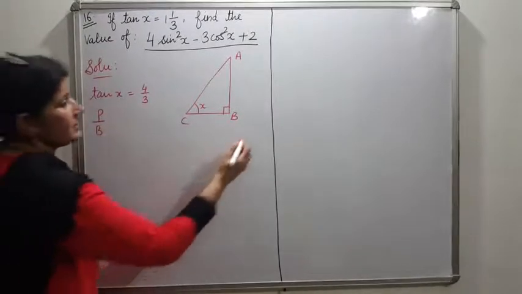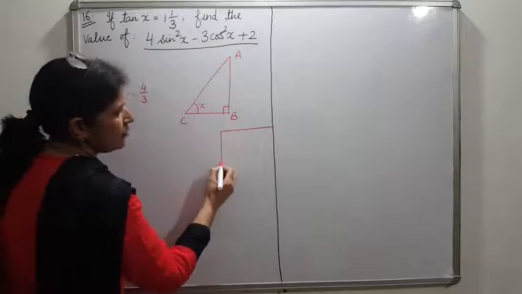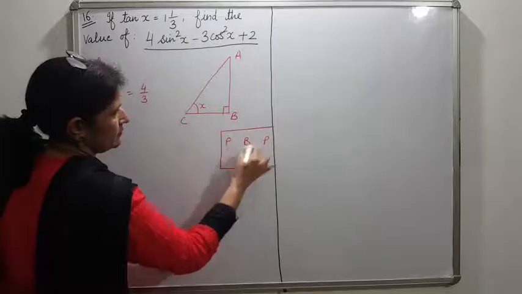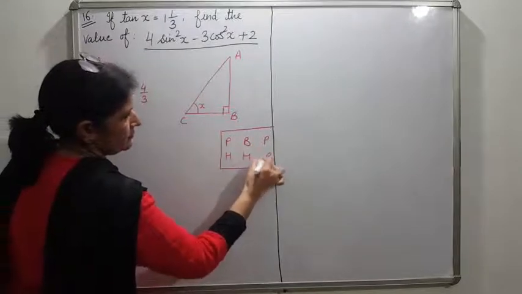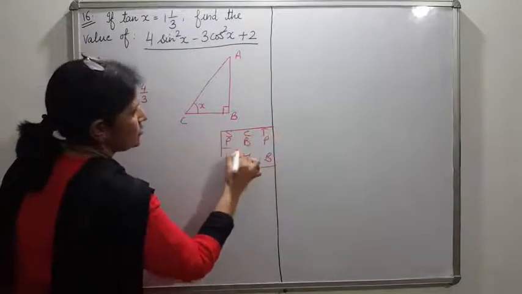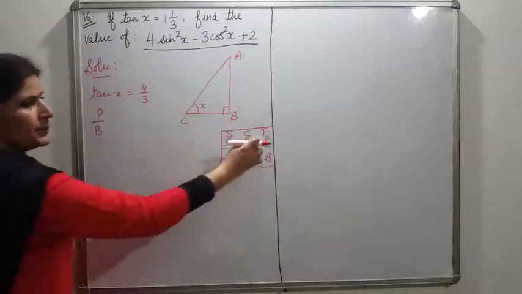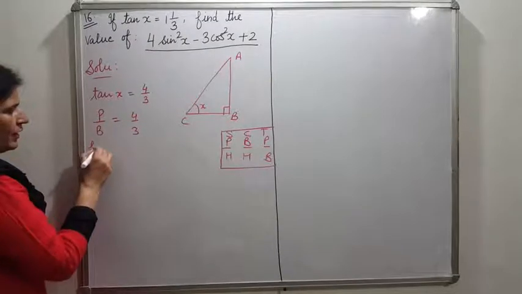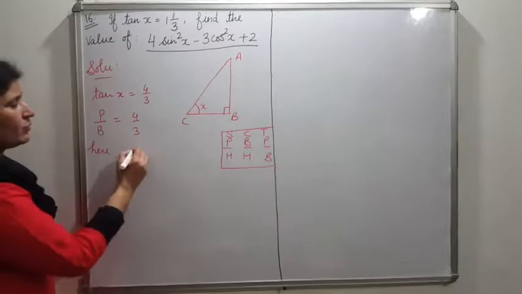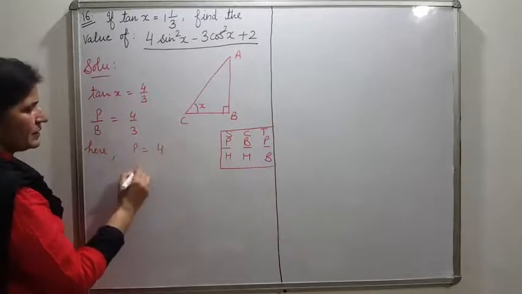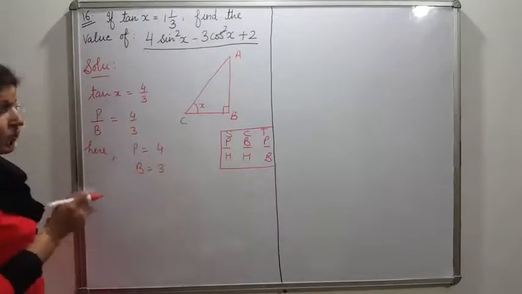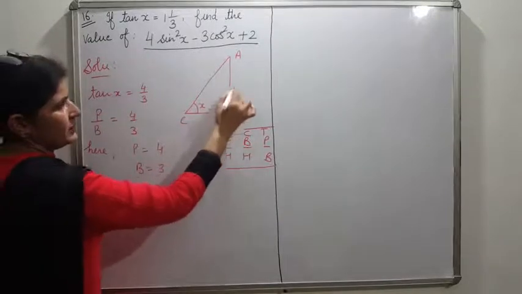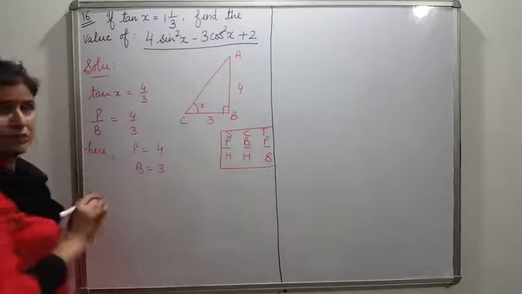Base. In every question, it's better when you solve in the exam, you write it. It's very easy to learn, so learn it. P over B, okay? 4 upon 3. Here, when you compare them, what is perpendicular? 4, and base is 3. Now which side is base? Adjacent side. So this is 3, this is 4, this hypotenuse you have to find.